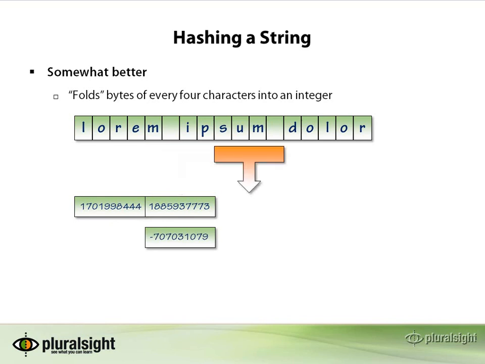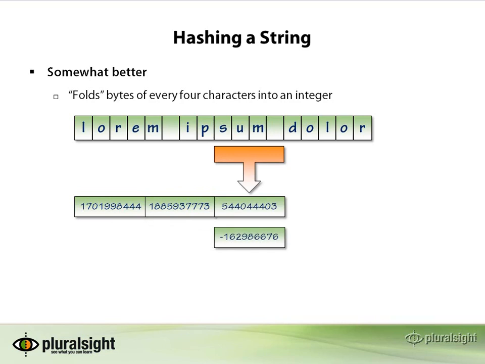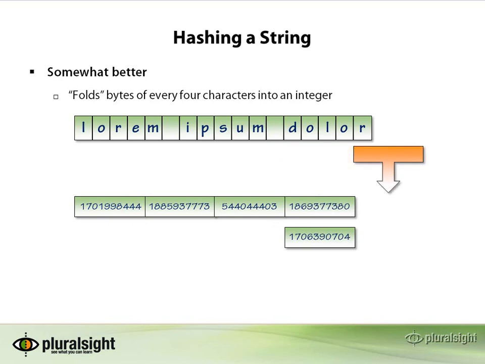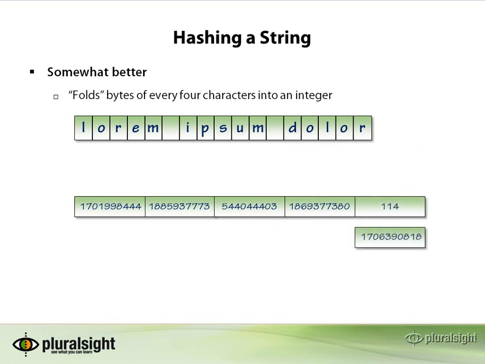Let's look at the next 4 values. They create their own large integer, which we add, and now we're still with a negative number. Take the next 4, cram them together, get our 4 bytes, add it to the current hash, and then we take our next 4, but there's only one, so it's all zeros and then one value. That ASCII value is 114. We add it, and we have our hash value. So ultimately here our hash value is a 1.7 billion number.